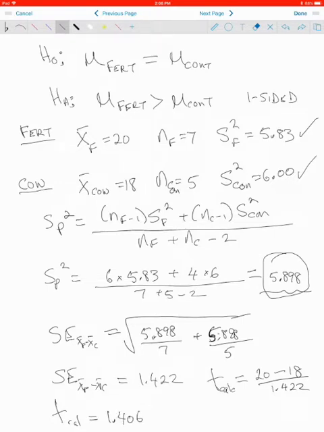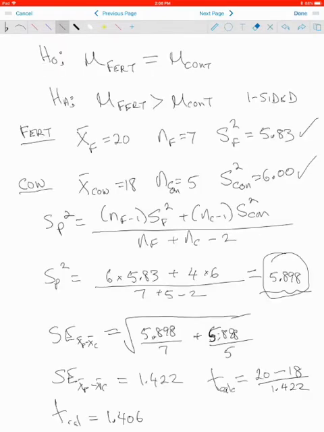1.406. And so now we want to ask the question, is this t-value sufficiently large, leading us to reject the null hypothesis? So to do that, we need to refer to the t-distribution. So let's do that. For the t-distribution, we need first to know the degrees of freedom. And so here the degrees of freedom, remember, it's n1 plus n2 minus 2. So it's 7 plus 5 minus 2, so 10 degrees of freedom.